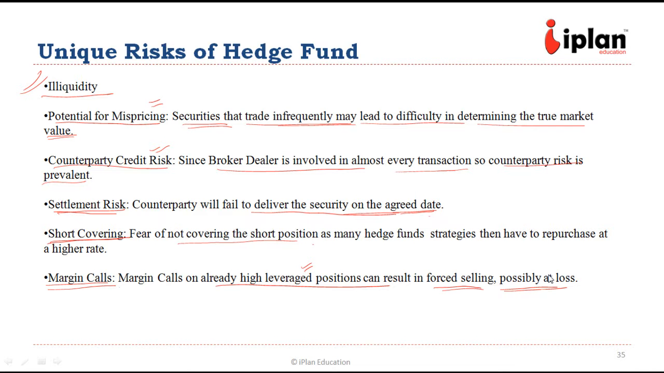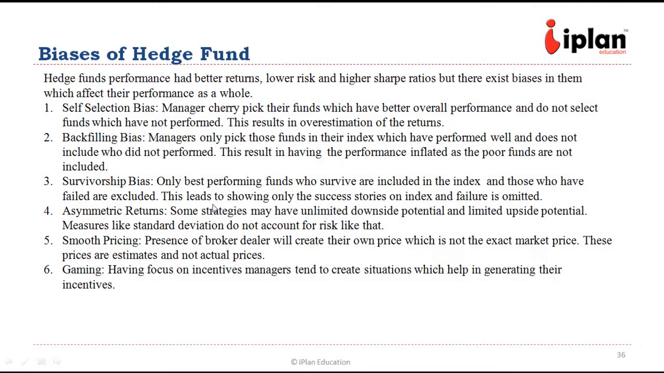Let us move to the next topic, the biases of hedge funds. When we measure the performance of hedge funds, there could be certain biases involved. So when an investor is looking at a hedge fund, he or she needs to consider these biases and try to adjust for them. Hedge funds show better returns, lower risk, and higher Sharpe ratios, but there are certain biases which we need to look at. First is self-selection bias.